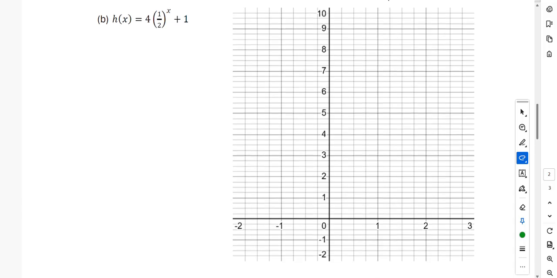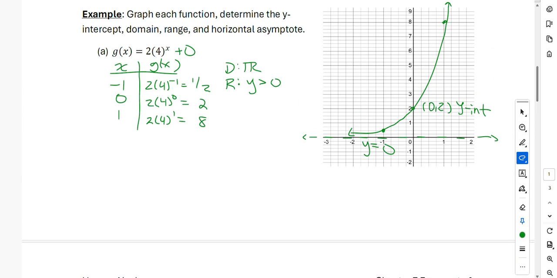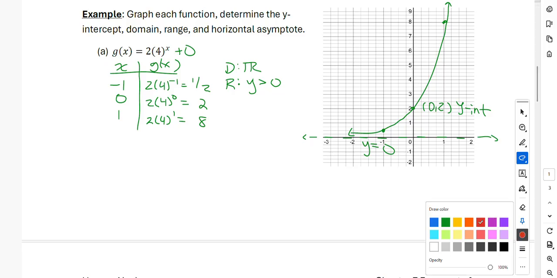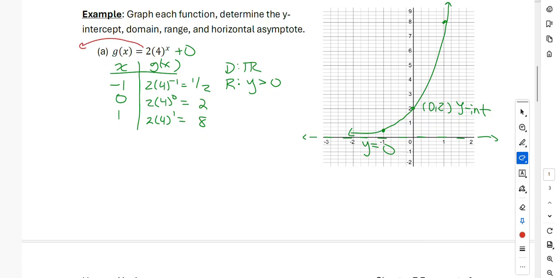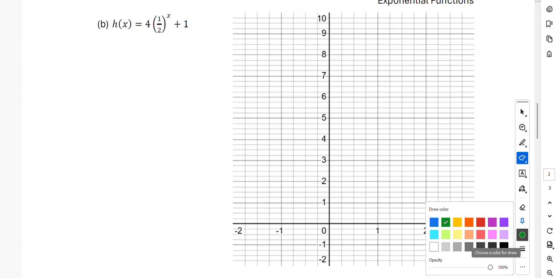B. 4 times 1/2. Oh, here's one thing I forgot to say for that first one. 2 times 4 raised to the x. I'll put this in red. This is not 8. This is not 8 to the x. You cannot combine these because they are not the same base. You will never combine those. That's your public service announcement for today. Tally ho.